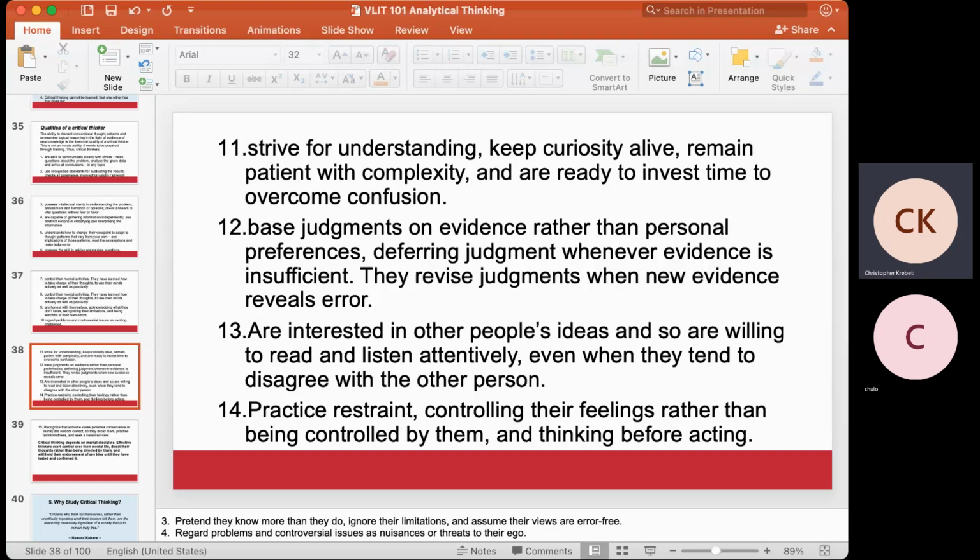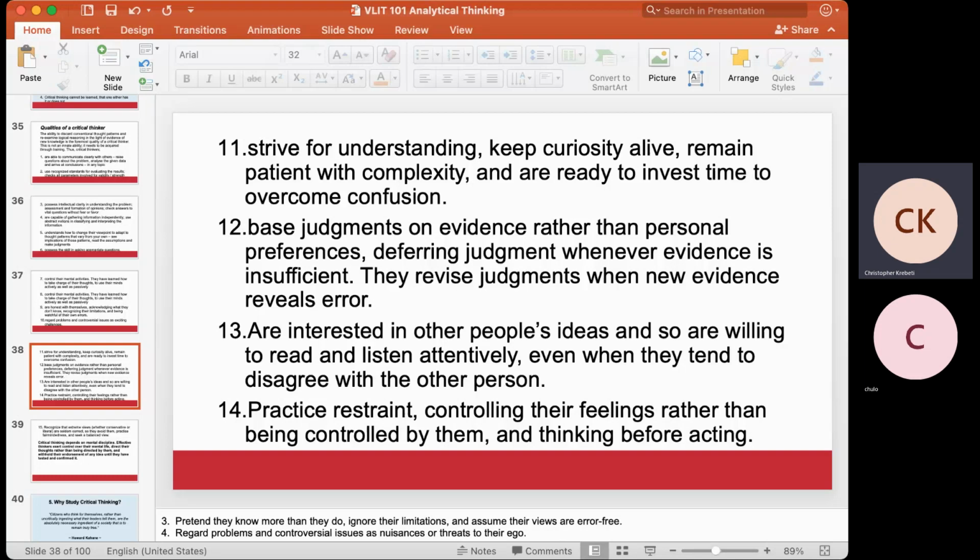So sometimes a prosecution can be thrown off, or the prosecutor can be told your prosecution or your document does not merit any attention, then they are thrown off. Okay, so you need to have evidence before passing judgment. So they can also revise judgment when new evidence reveals error.